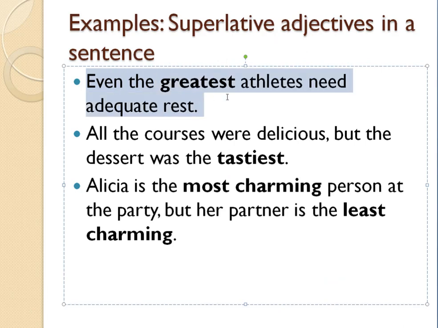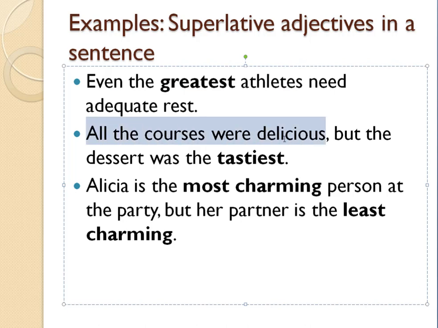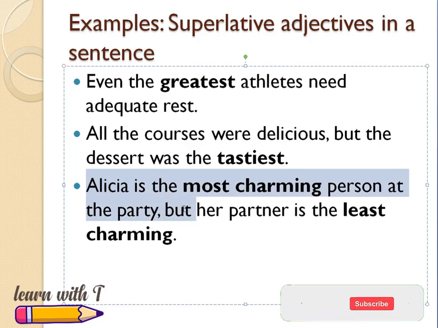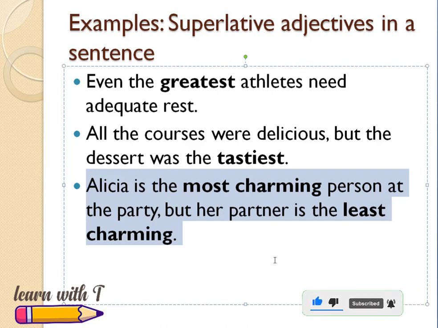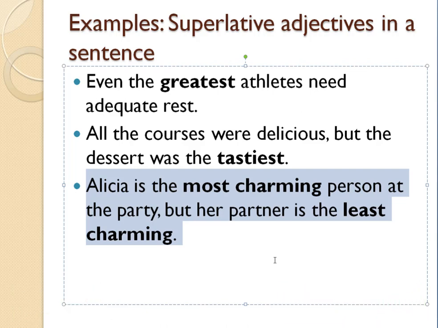Okay, even the greatest athletes need adequate rest. Then, all the courses were delicious, but the dessert was the tastiest. Alicia is the most charming person at the party, but her partner is the least charming. So these are some of the examples of superlative adjectives. I hope that you have understood it.